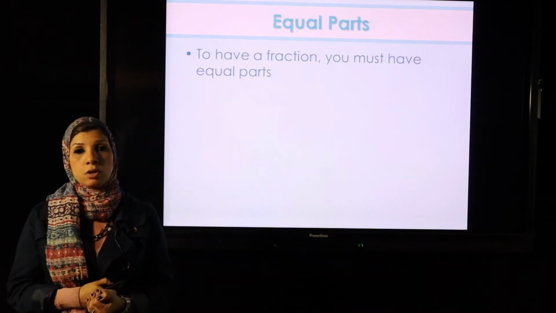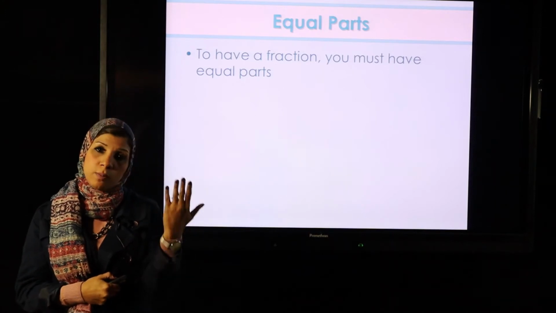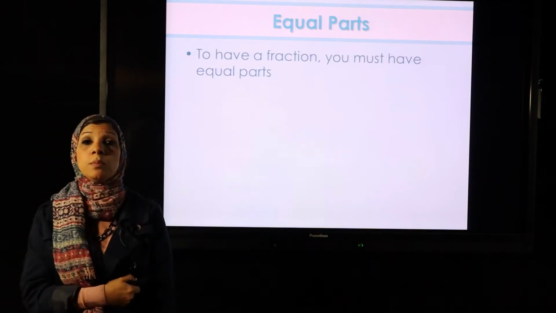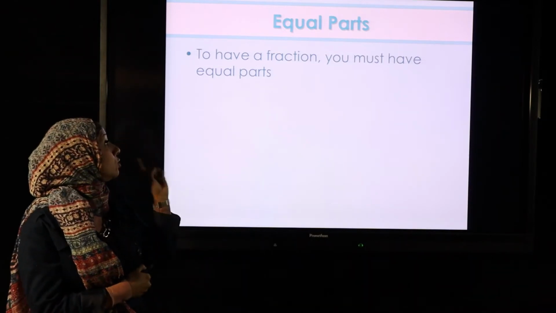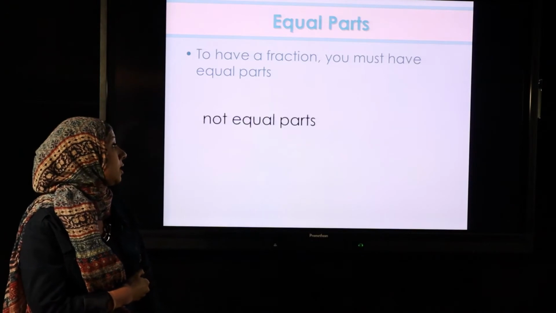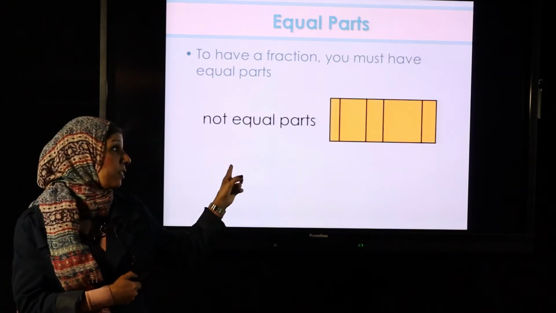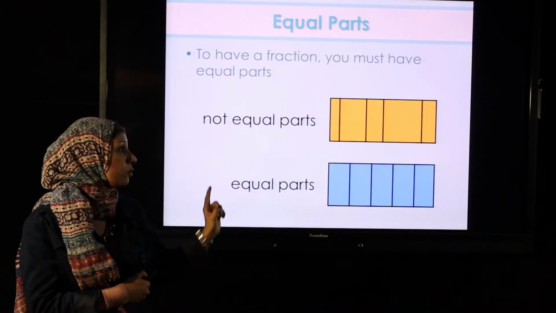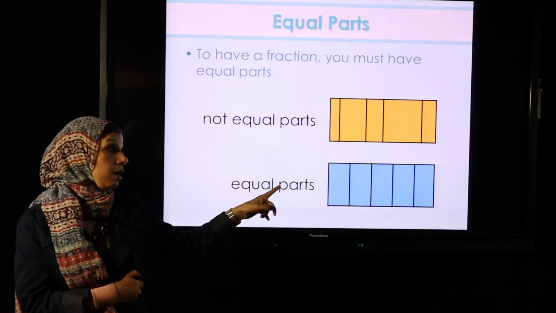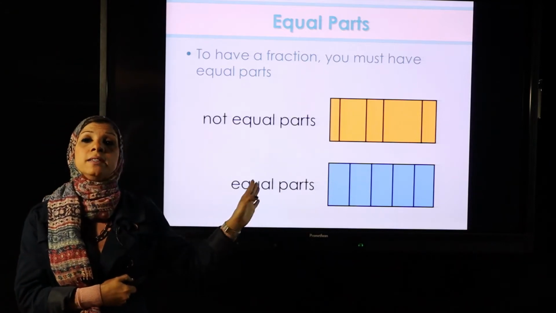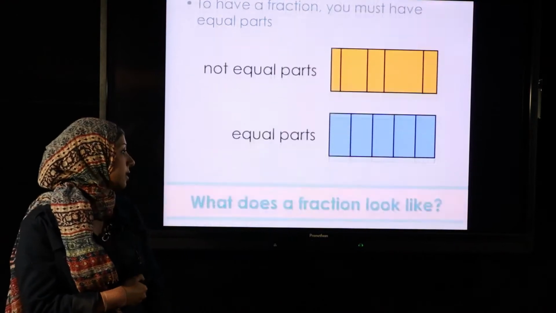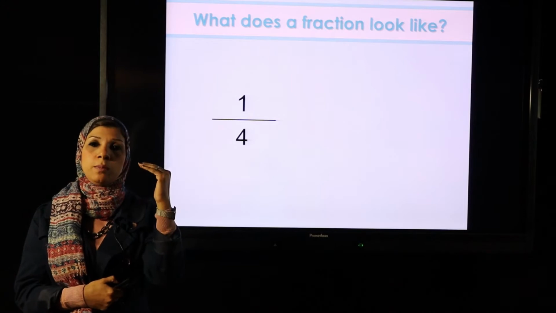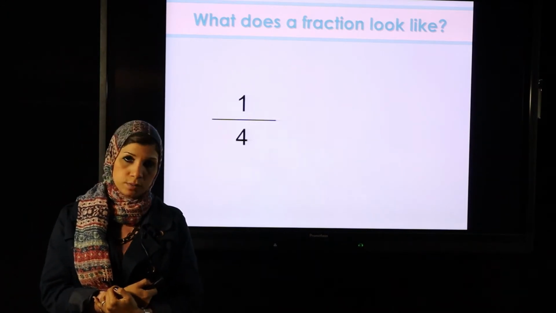Now the fraction: the number which is up is written over the number which is down, which is called equal parts. To have fractions, you must have equal parts. The opposite figure does not have equal parts, as we see, but in the other we have equal parts. The whole rectangle is divided into equal parts. So its fraction will have the number up and the number down.